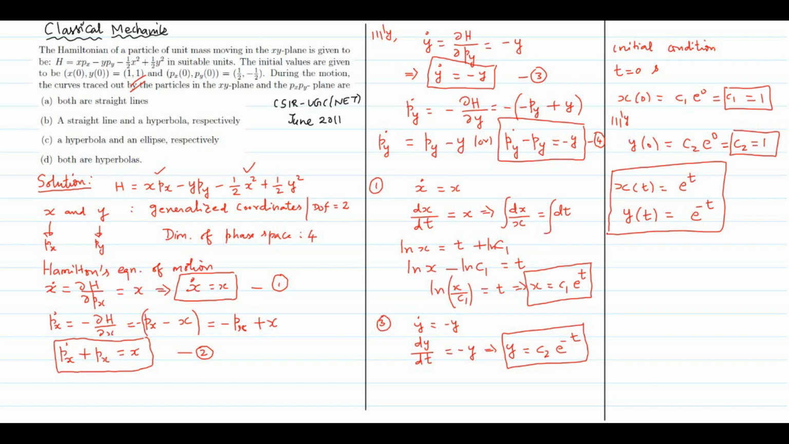So let us take equation 2. Now what is equation 2? p x dot plus p x is equal to x. So what is p x dot? p x dot is d p x by dt. So d p x by dt plus p x, that is equal to x. Now what is x? e power t. Just now we have solved.